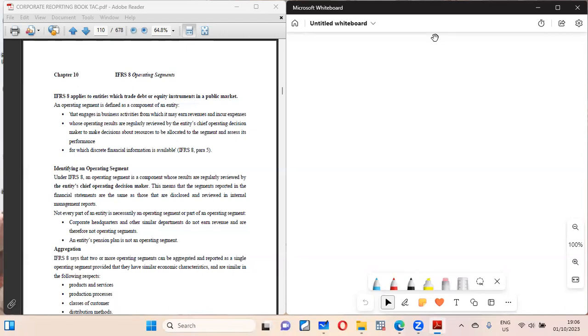So this segment of the lecture starts with IFRS 8. It's a very interesting area. Normally, we've not seen it examined that much, but be careful. So we call it operating segment.